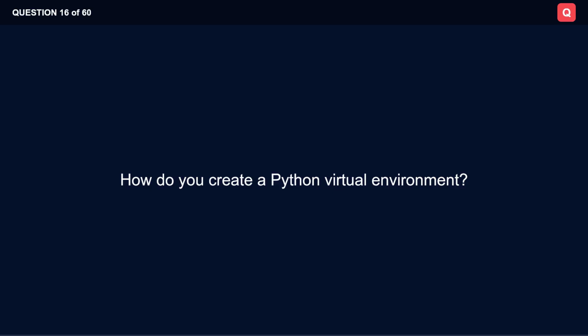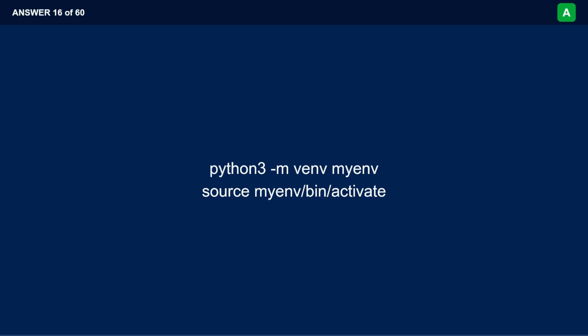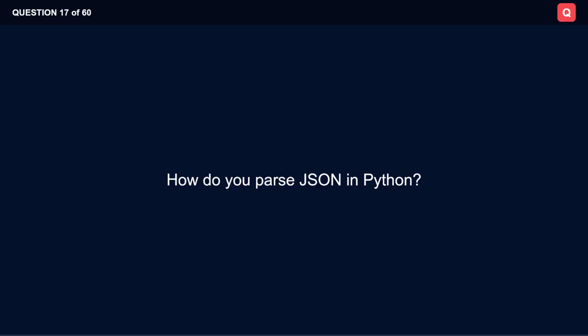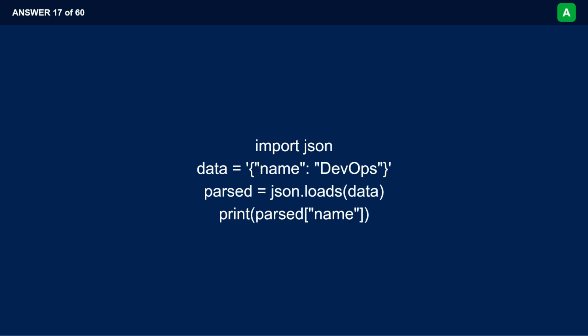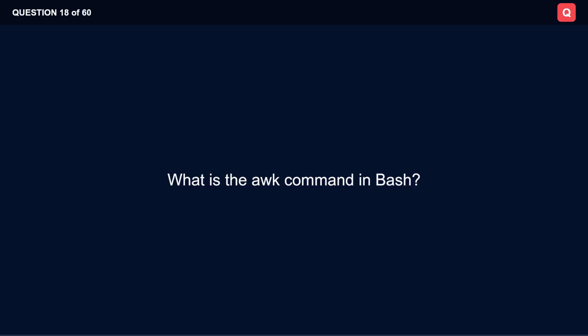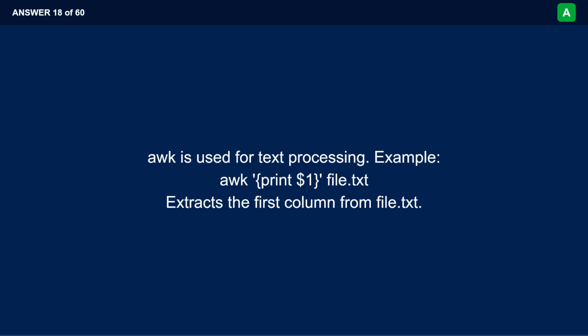How do you create a Python virtual environment? python3 -m venv myenv, then source myenv/bin/activate. How do you parse JSON in Python? import json; data = '{"name": "DevOps"}'; parsed = json.loads(data); print(parsed["name"]). What is the awk command in Bash? Awk is used for text processing. Example: awk '{print $1}' file.txt extracts the first column from file.txt.